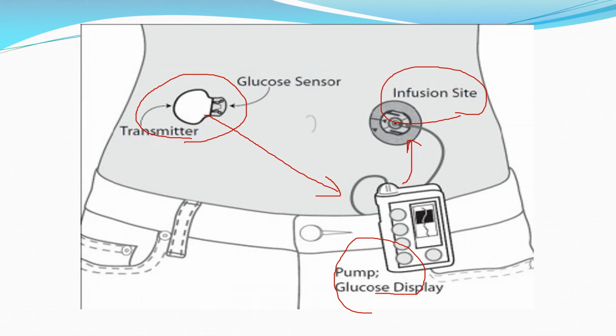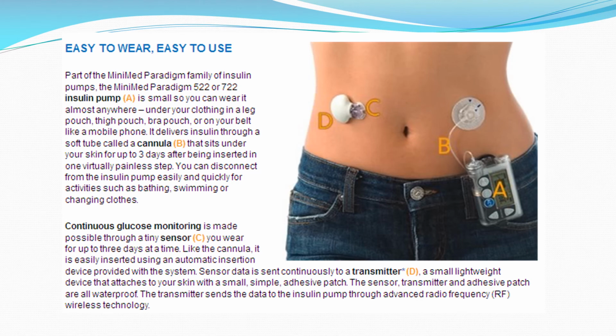This is the insulin pump, and sometimes we call this system the closed loop. So you have here the glucose sensor sending information to the pump, which will send the information into the infusion site. Apparently, this is an option for type 1 diabetes and not for type 2. And this is an image of an actual insulin pump device.